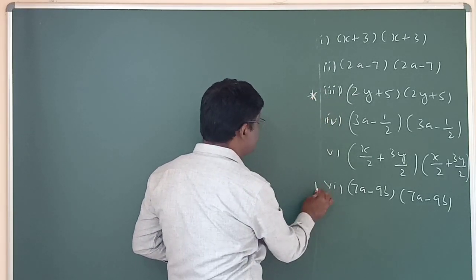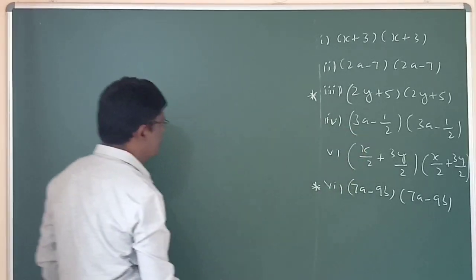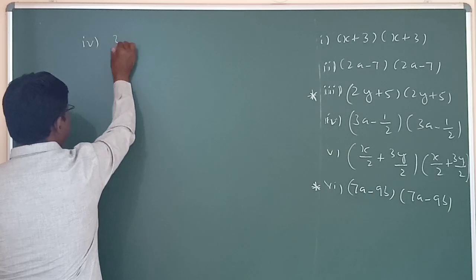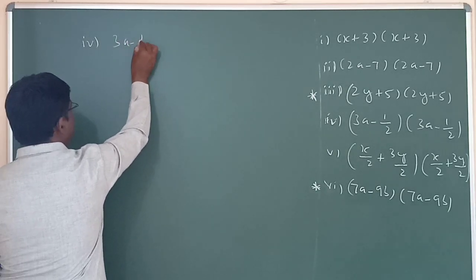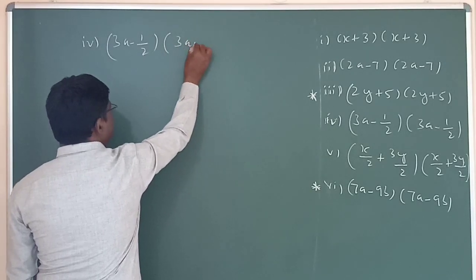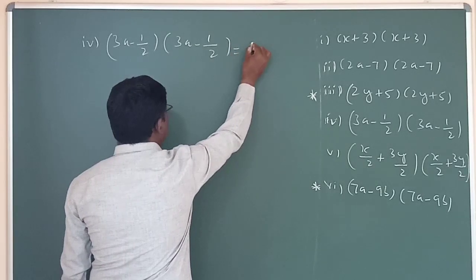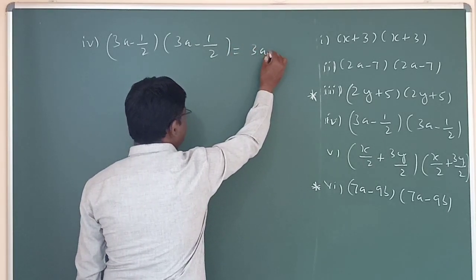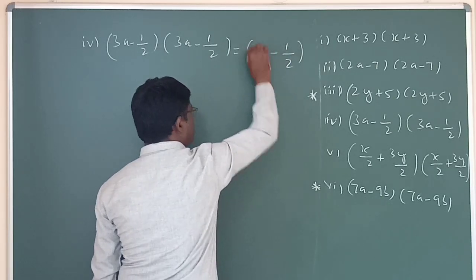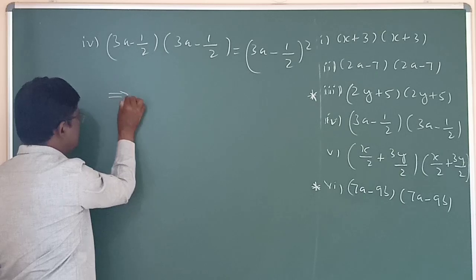Okay, even this sub number 6. Okay, now we shall take sub number 4. (3a minus 1 by 2) into (3a minus 1 by 2) equal to x into x square, just like that, (3a minus 1 by 2) whole square. Therefore this implies now what?